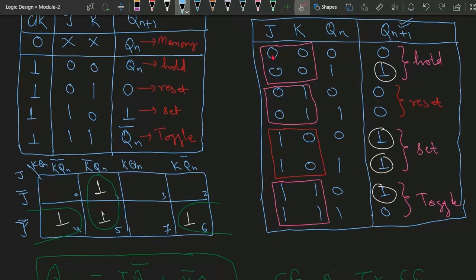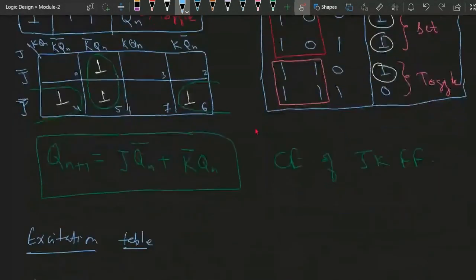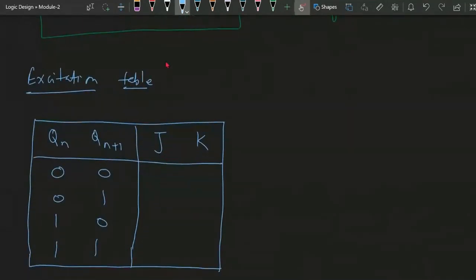So JK is 0 0 or 0 1, in the sense K is changing, K has two different values 0 and 1, but J is the same. It means J will be 0 here, J will be 0, but K will be don't care.